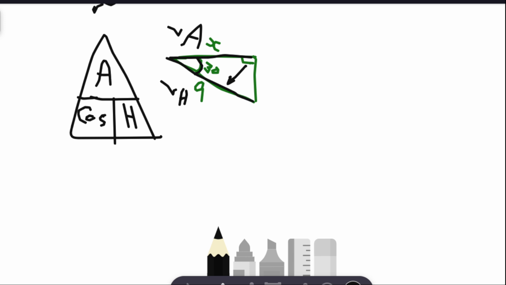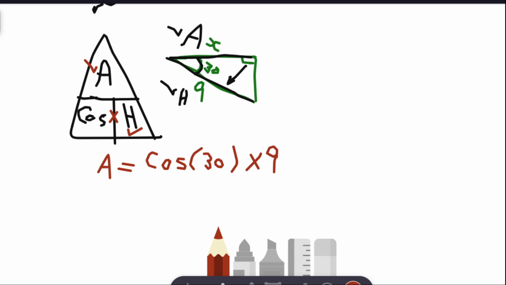So what we are looking for is A, which is up there. So we're looking for this, and we know there is a multiplication sign here. So if you want A, which is exactly x, we will multiply these. So you write cosine, the angle, which is 30, cosine, sine, tan, they always come with the angle, times h, which is 9. You just plug this in your calculator and you get the answer.